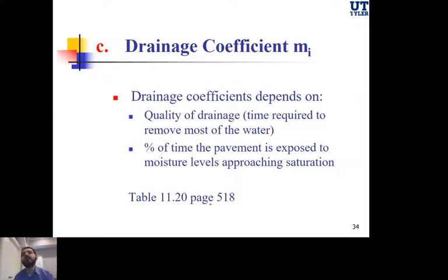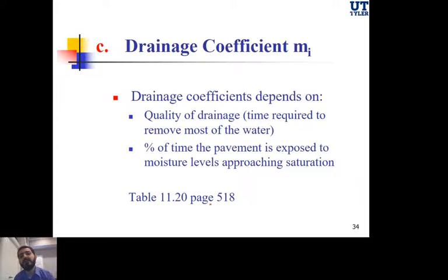The drainage coefficient depends on two factors. The first factor is the quality of the drainage, which is the time required to remove most of the water from the surface. So it's all about how long this water stays on the surface once we have a rainy condition. If the water dissipates in half an hour, this is a good structure. Therefore, I'm not going to have a thick structure if the quality of drainage is very high. If the water sits on the surface after a rainy condition for 2 days or a week, this is a bad structure, and then the M, which is the drainage coefficient, will be very low, indicating that I need to have a thicker structure to handle a bad drainage condition.